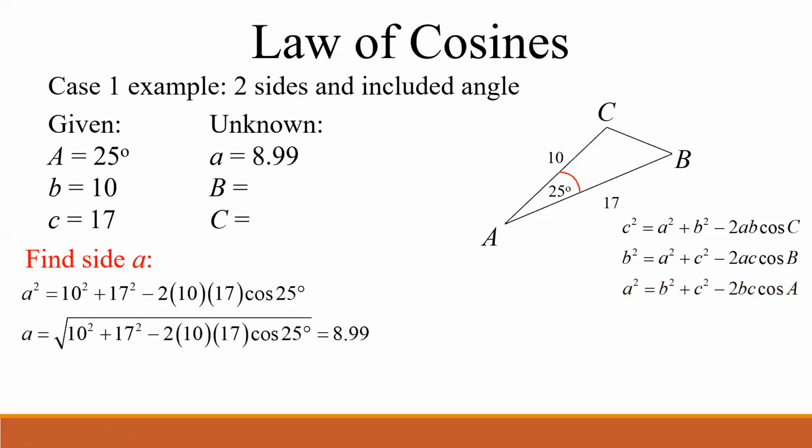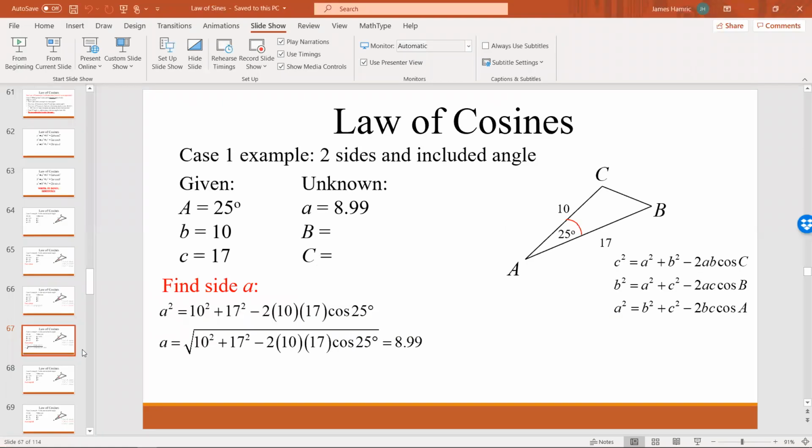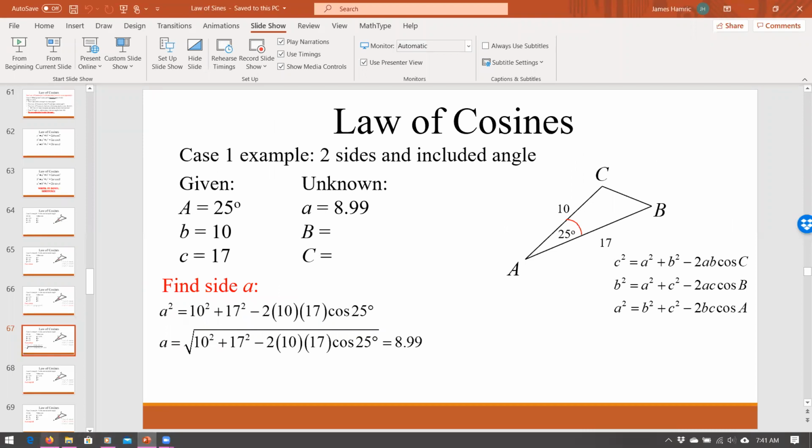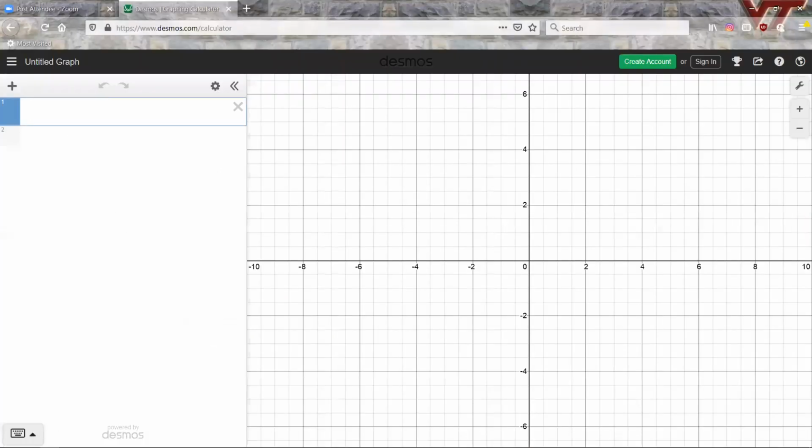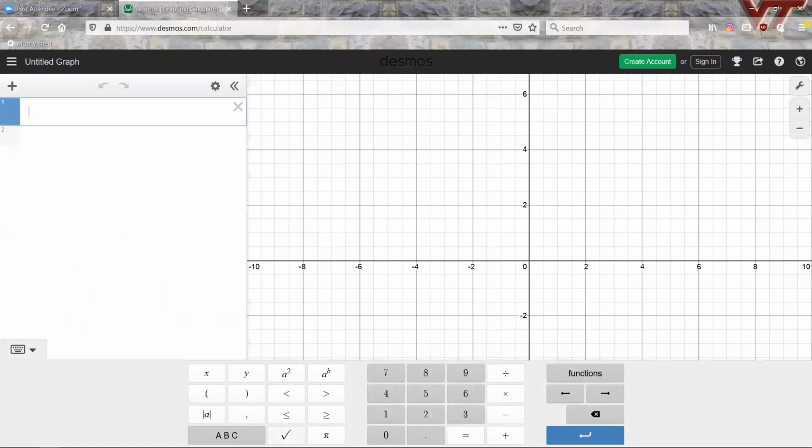Okay? And I just put that in Desmos, and I will change my screen here just to show you real quick. I'll bring up the keypad here and do the square root. And notice I'm letting the calculator do all the work for me. Plus 17 squared, minus 2 times 10 times 17. And then I need a cosine, so the function key, and 25.